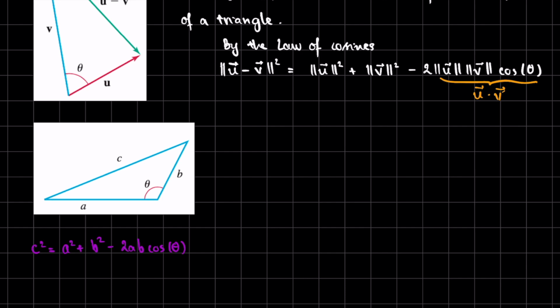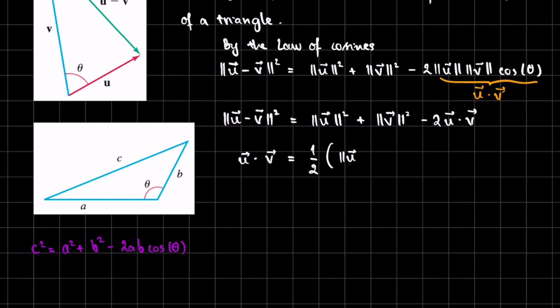Then we can rewrite the equation as follows. You have the magnitude of u minus v squared equal to the magnitude of u squared plus the magnitude of v squared minus 2 times u dot v. From here you can solve for the dot product: u dot v equals 1/2 times the magnitude of u squared plus the magnitude of v squared minus the magnitude of u minus v squared.